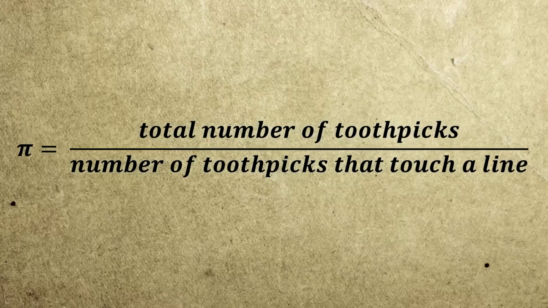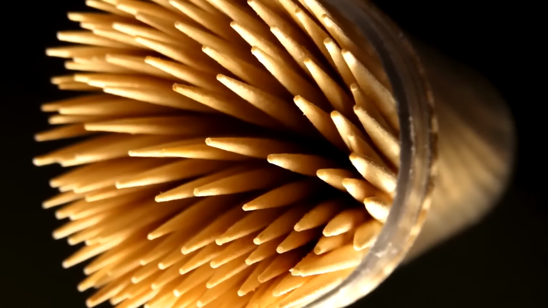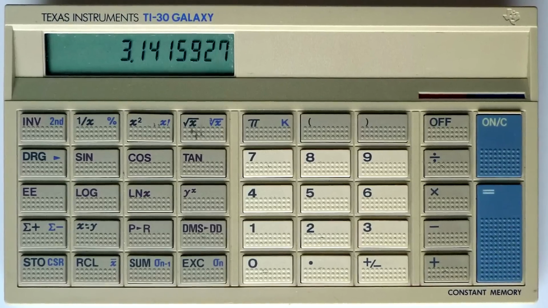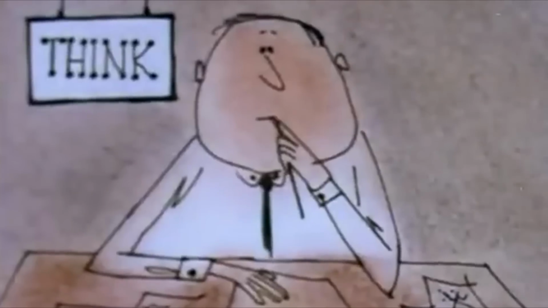Now that's done, all that is left is to count how many toothpicks touch one of the lines and then divide the total number of toothpicks by that. The more toothpicks you use, the closer you will get to the real value of pi. But why does this work?